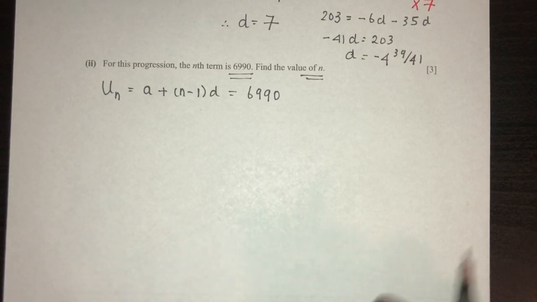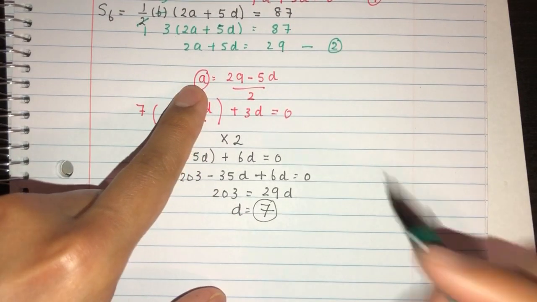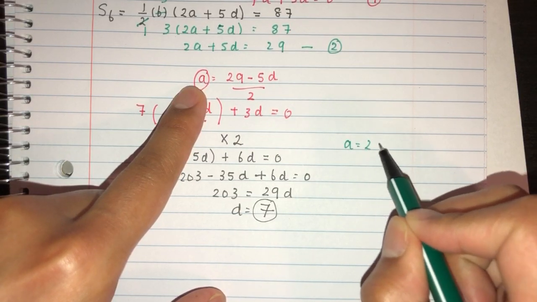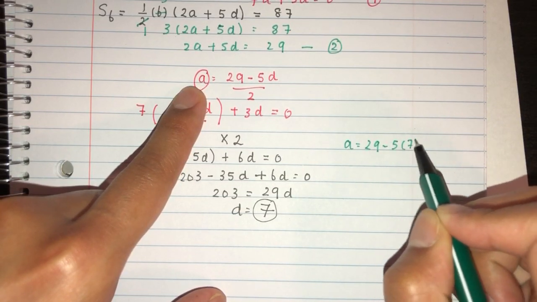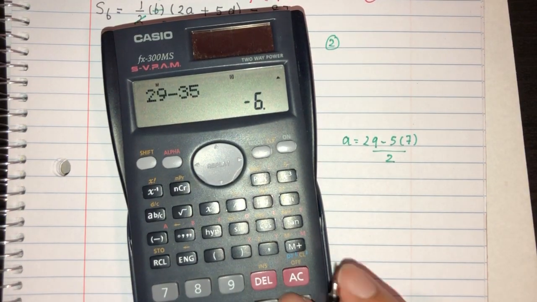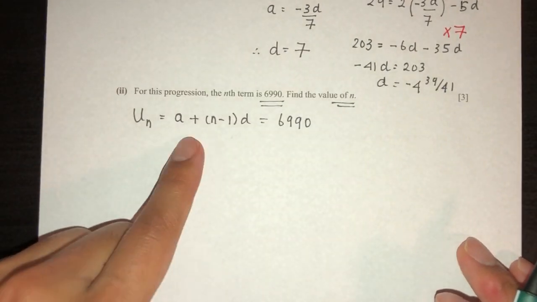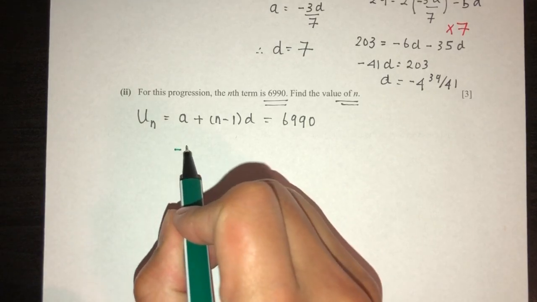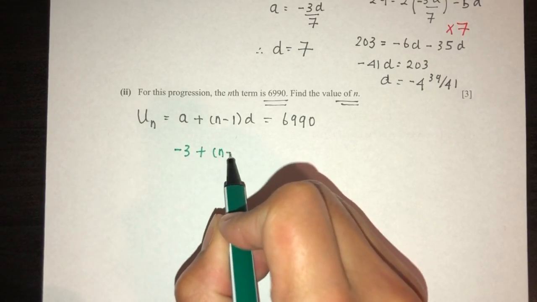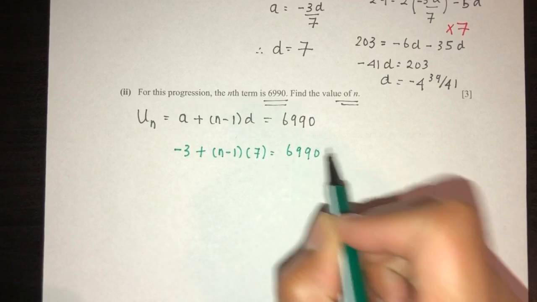If you go back to your equation, as we have seen here, we have found the value of d. We can find the value of a. a will be 29 minus 5 times d, divided by 2. So 29 minus 35 divided by 2, that should be minus 3. Okay, so the first term is minus 3. So now let's replace the values. You will have minus 3 plus n, which we don't know, minus 1, times d, which is 7, equal to 6990.